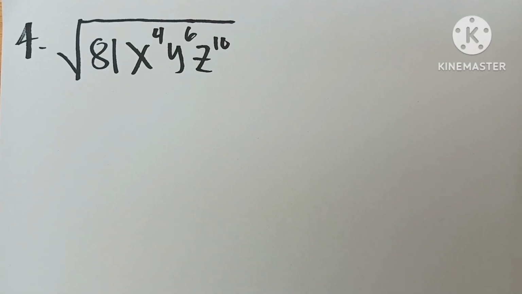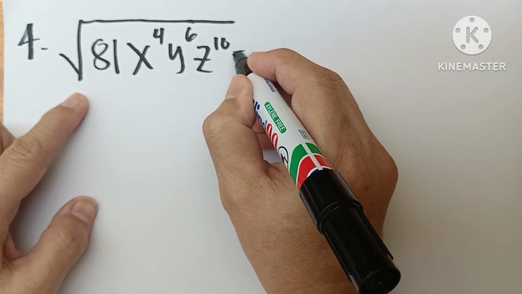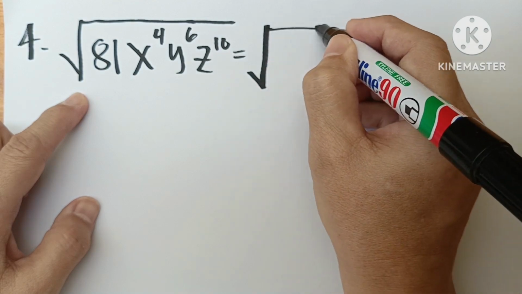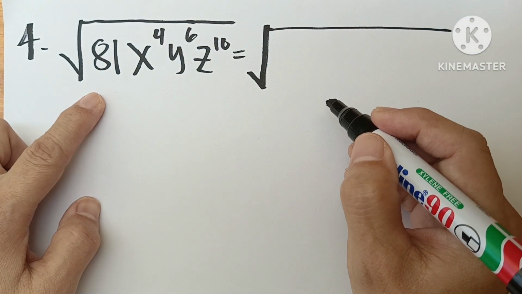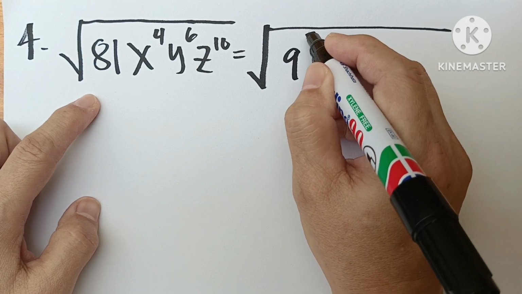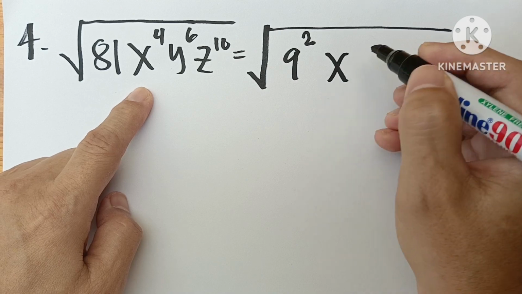Okay, number 4, you're given the square root of 81x to the 4, y to the 6, z to the 10. So, first we rewrite 81 as 9 squared, no? Now, bakit 9 squared? Remember, the index must be equal to the power, no? Kaya 9 squared. So, wala tayong remainder dyan, no? Eksakto yan. 9 squared is 81.